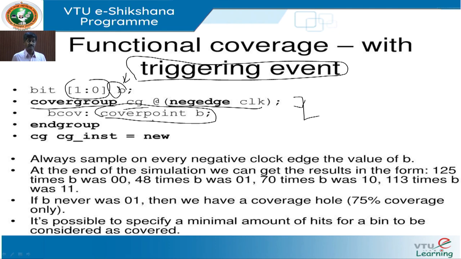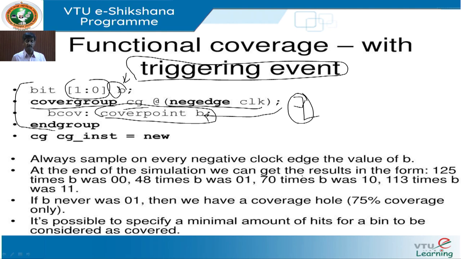So what is my transaction? My transaction is this negative edge of the clock. I am assigning the value for B on every negative edge of the clock, so I am covering the point where B occurs. So the B coverpoint is the cover point B, and CG instance will be equal to new. Always sample the value of B on every negative clock edge.